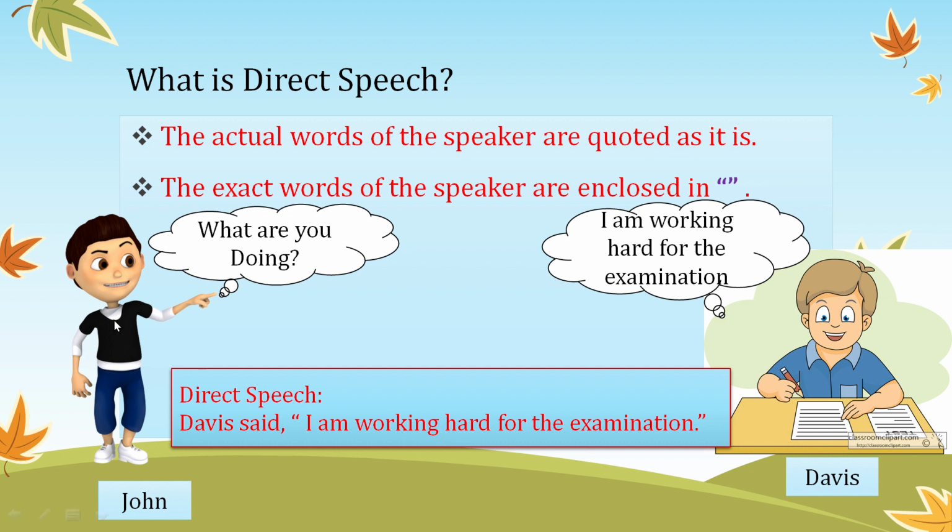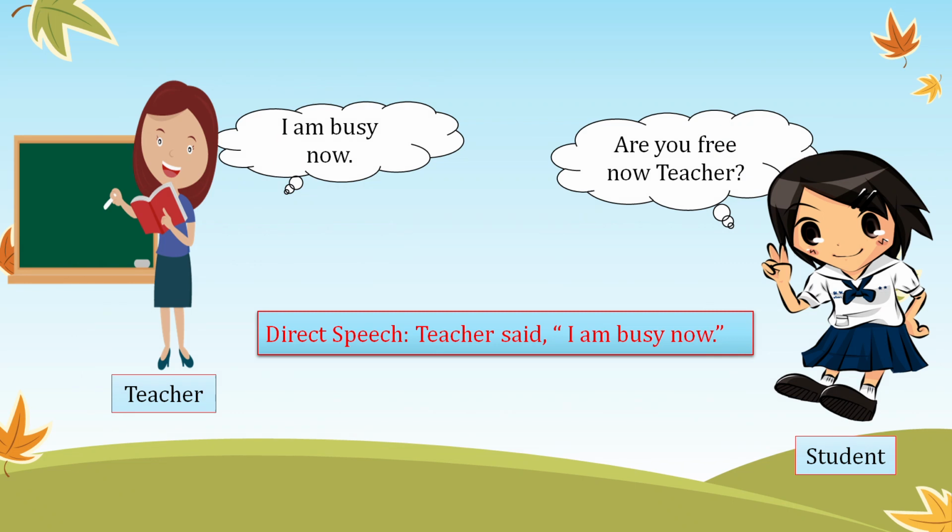Let's take the first example once again. John is asking Davis, "What are you doing?" And Davis said, "I'm working hard for the examination." Now, this is direct speech when John said, Davis said, "I'm working hard for the examination." We have not done any modification in the words of Davis. So this is your direct speech.